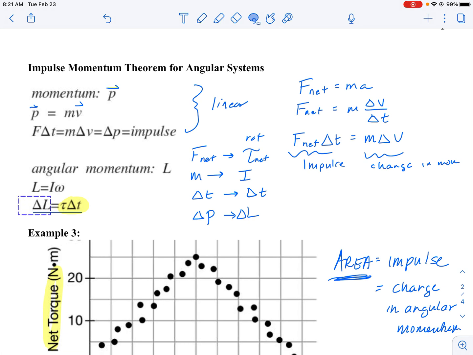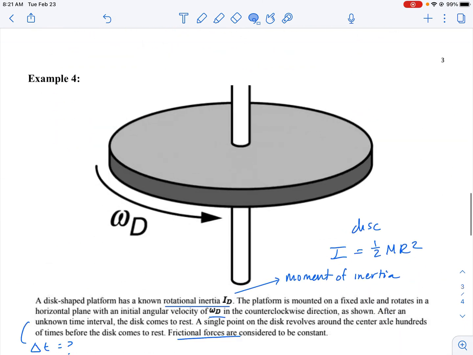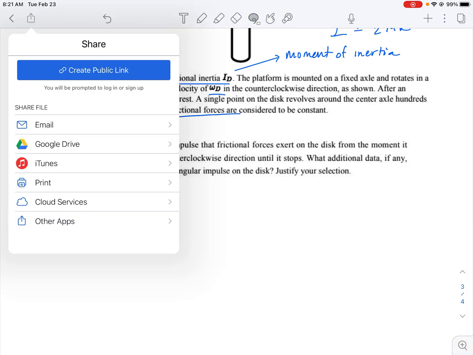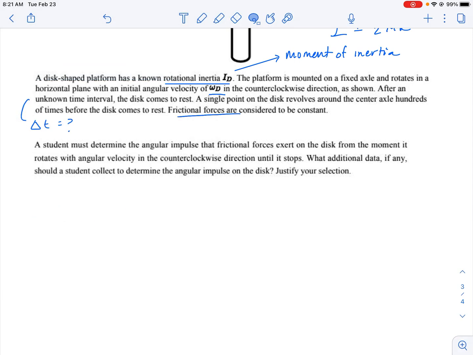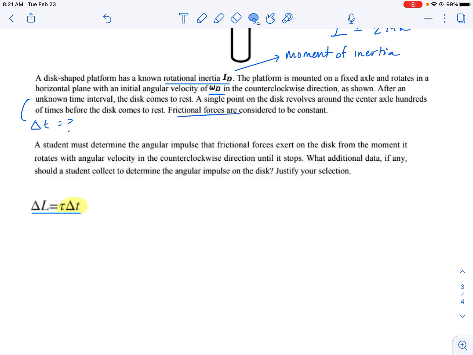Okay, so let's go back up to what impulse is here. We know that impulse is equal to change in momentum. So this side of the equation, the torque times delta t, that's our impulse.